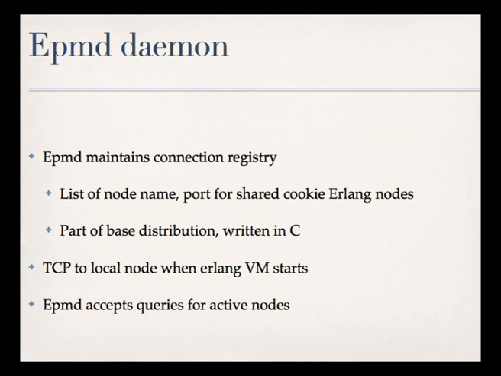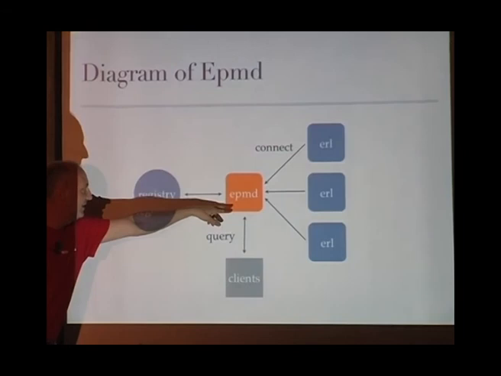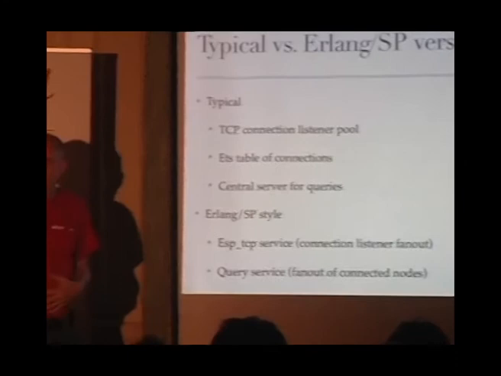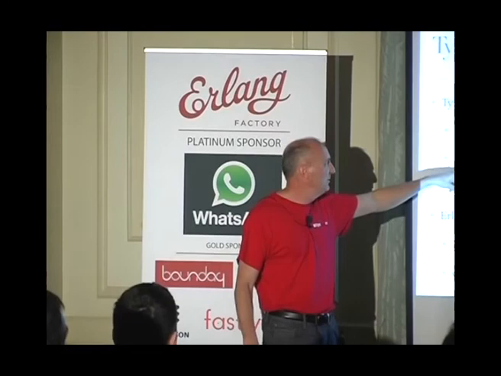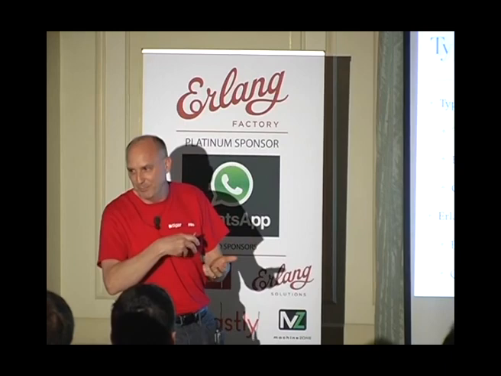You can query the port mapper daemon and find out the list of nodes and what sockets they're connected on. So the normal approach: Erlang nodes connect to the daemon, which has a registry database, and clients query the daemon and get information from the registry. And ERLPMD works that way, the typical way, with a connection listener pool and an ETS table. Whenever Erlang nodes connect, it inserts an entry in the ETS table, and when somebody queries it, it does a query against the ETS table. It might do a scan, depending on the query, whether it can go by the index or whether it has to scan the table.